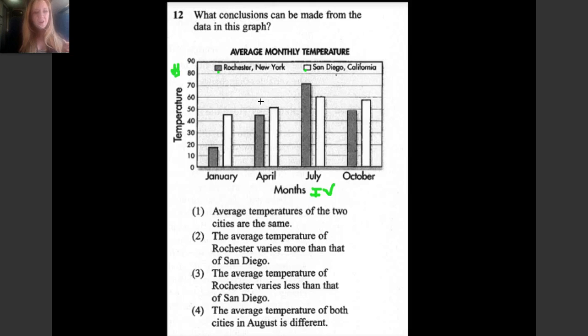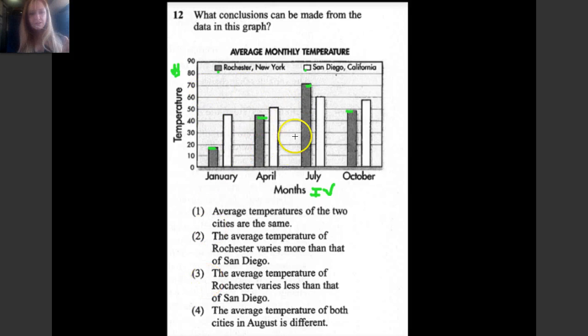So before I even look at the possible answers, if I have the time, I'm going to make my own conclusion. That way, I don't get tricked. They're going to have a trick answer in there, and if I make my own conclusion first, then I'm not going to get tricked. So, let's look at it. Rochester seems to always be colder. Oh, in July, it's warmer than San Diego. Okay, so usually it's colder in Rochester except in July.